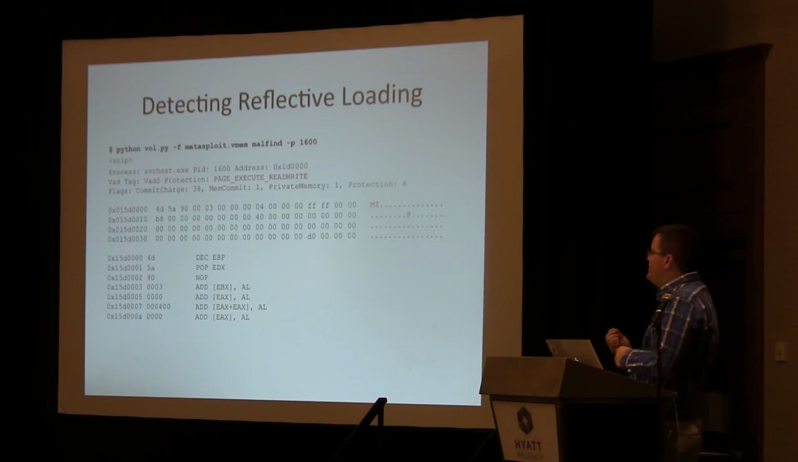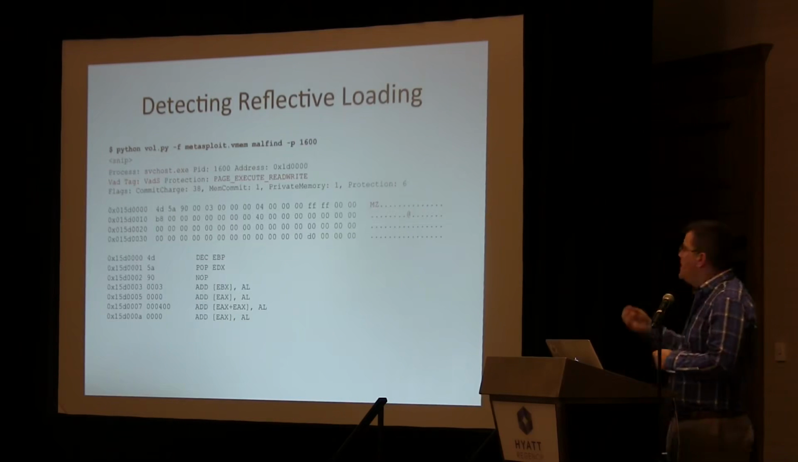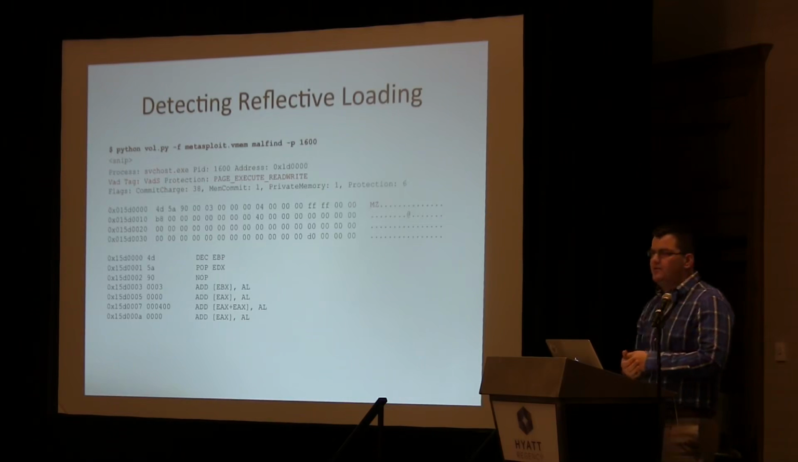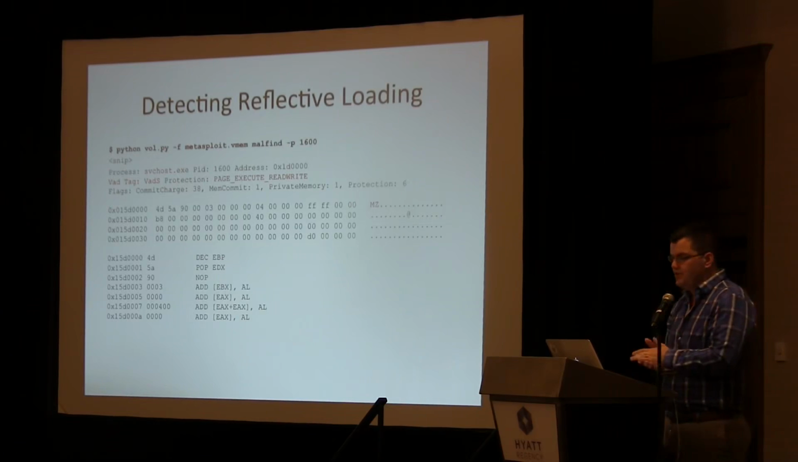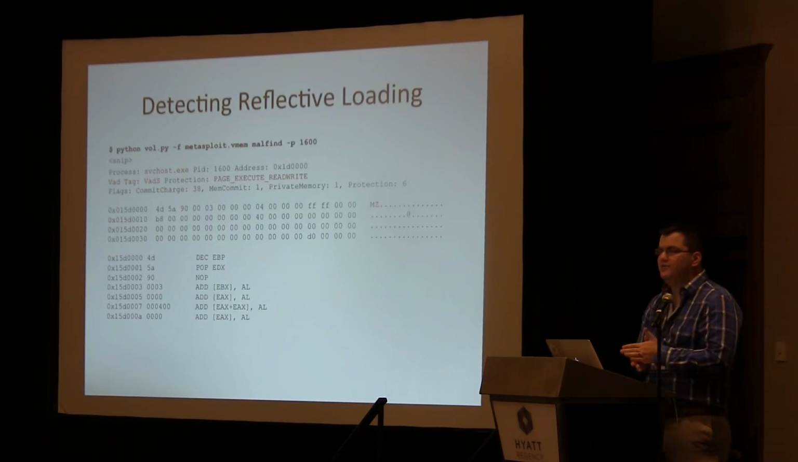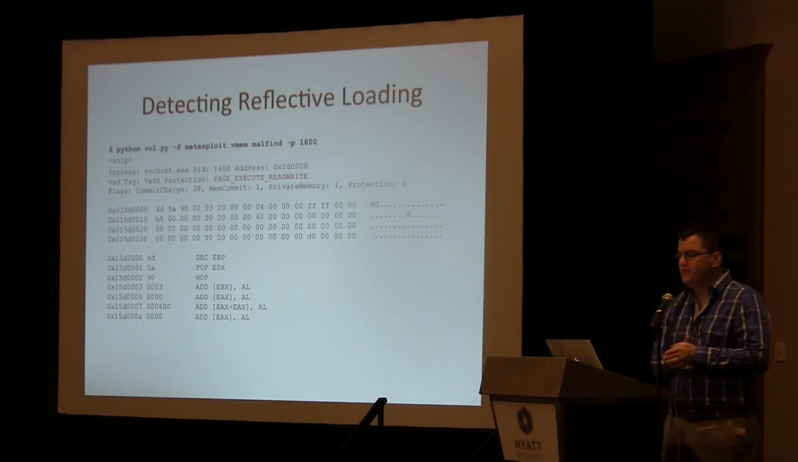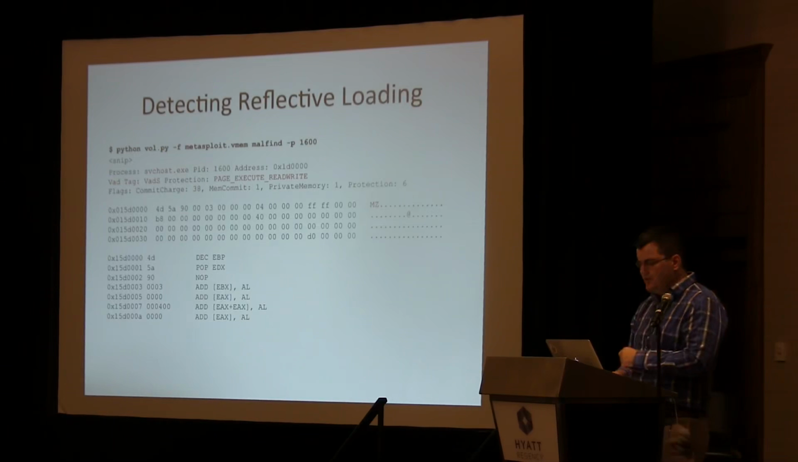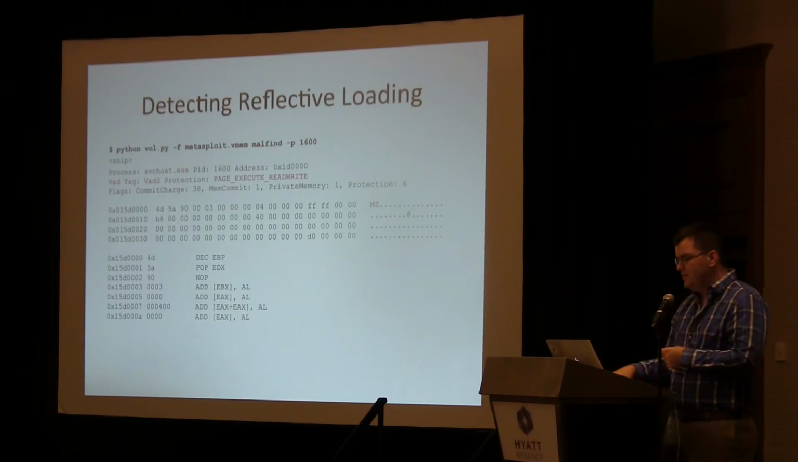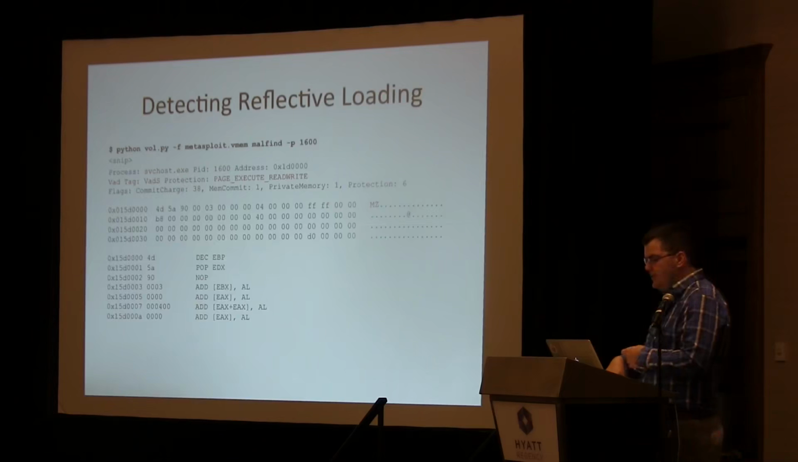With Volatility, we have the dlldump plugin that you can then instruct to dump the DLL at this address. You rip it out of memory, and then you can do your reverse engineering and other analysis on it. So even though it doesn't exist on disk, even though there's no way to pull that representation directly, through Volatility you can extract that out of memory and then do your binary analysis on it.